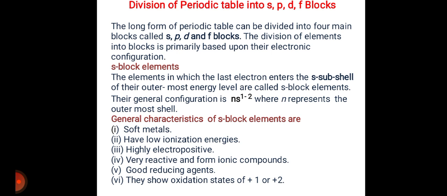And what are the general characteristics of the s block elements? The s block elements are soft metals and have low ionization energies and a high electropositive nature. They are very reactive and form ionic compounds. They are very good conductors and good reducing agents. They show an oxidation state of +1 or +2. Most of the s block elements are present on the left hand side of the periodic table.